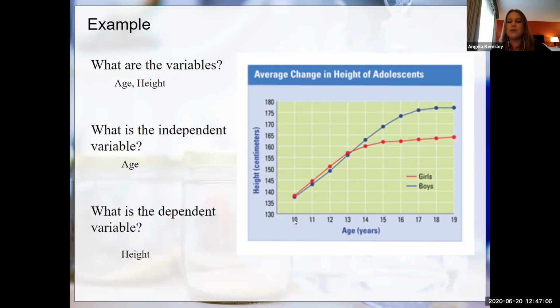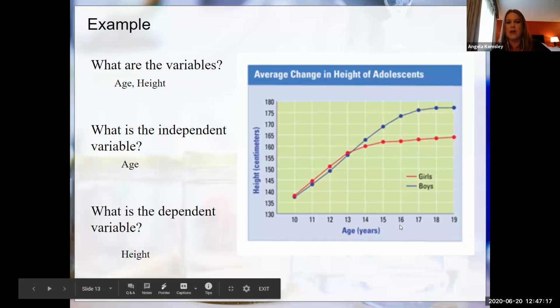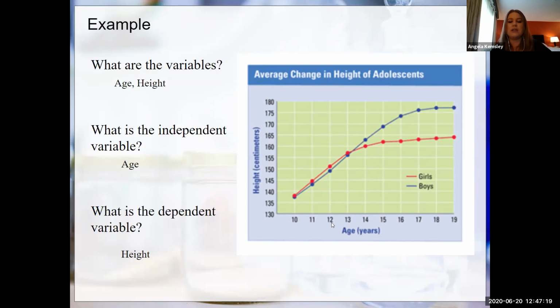And then you'll also notice that we space our numbers evenly. So 10, 11, 12, 13, 14, 15, 16, 17. We're not going to go 10, 15, 55, 142, 143, 107, right? We're going to space them out evenly.